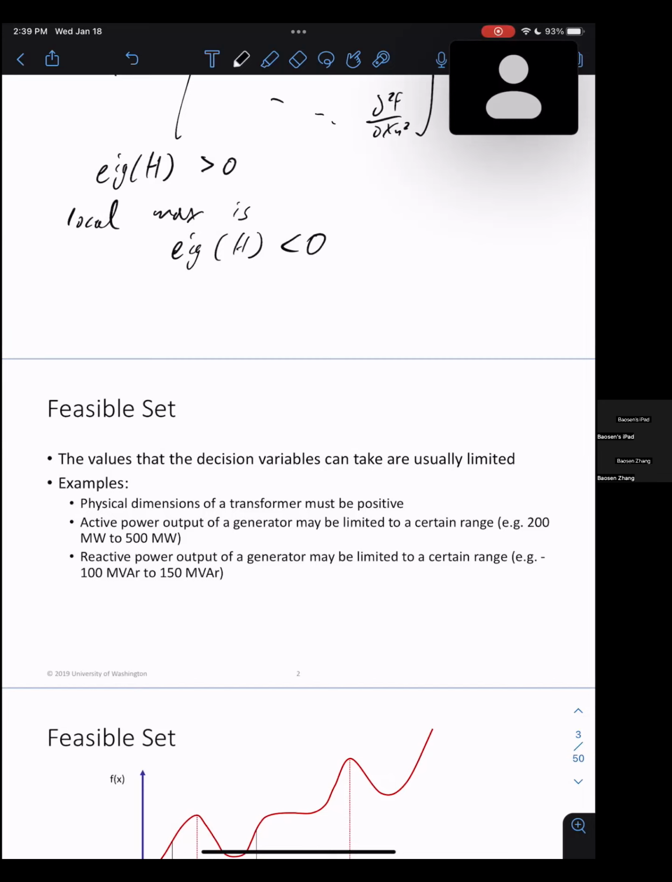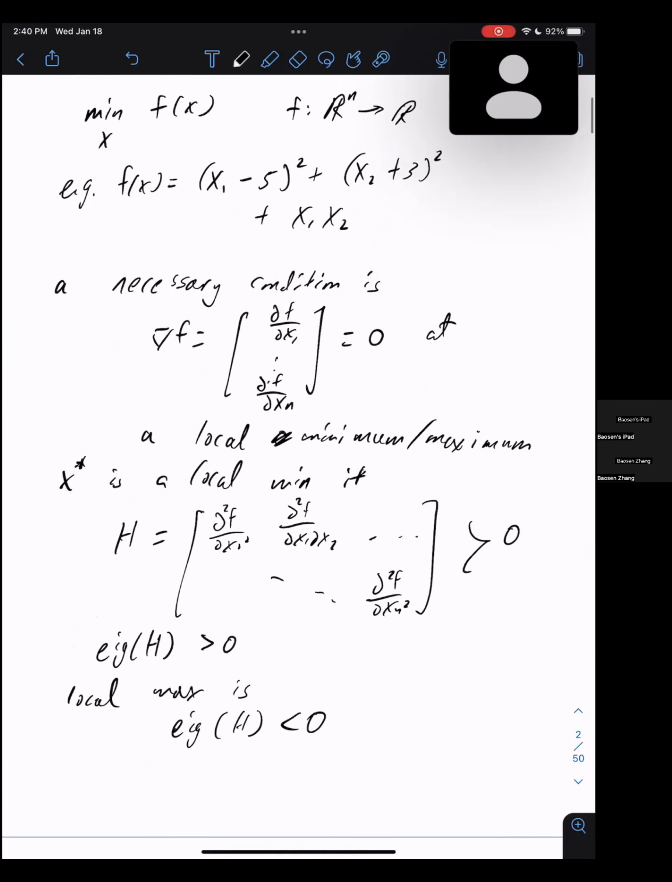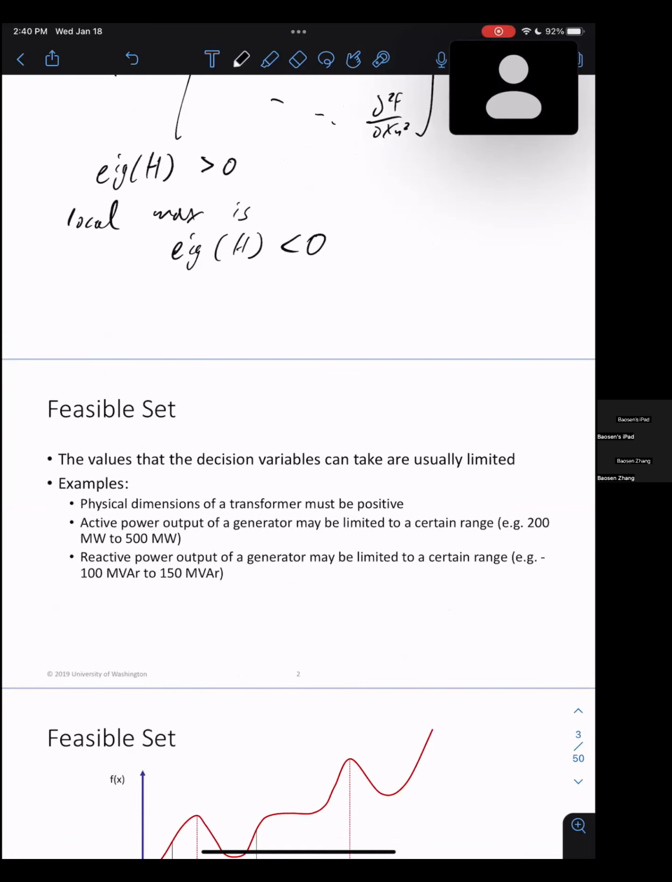Active power is limited, reactive power is limited. If you're optimizing the physical dimension of something, say you buy a new transformer, the transformer has to have a positive size. All of this is constrained optimization. If the problem is unconstrained, we know how to solve it, at least for differentiable F. It's algorithmically not too challenging. Constraints are sometimes difficult to deal with, and often understanding the constraints is how you understand the optimization problem.